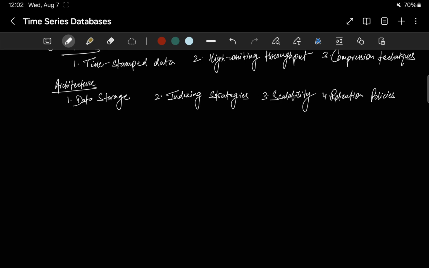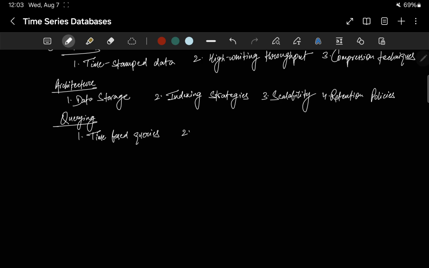Now let's talk about querying in time series databases. Querying. So there are different types of queries. First one is time-based queries. So time series databases are good at executing queries that involve time intervals. The database's query language allows users to retrieve data points within specific time ranges, facilitating operations like aggregations, filtering based on timestamps, and downsampling for summarization.